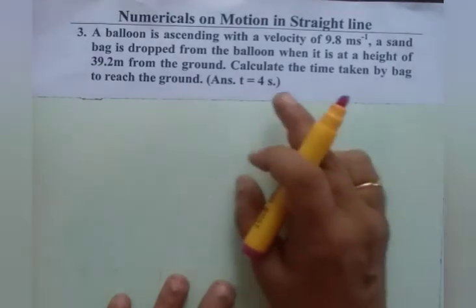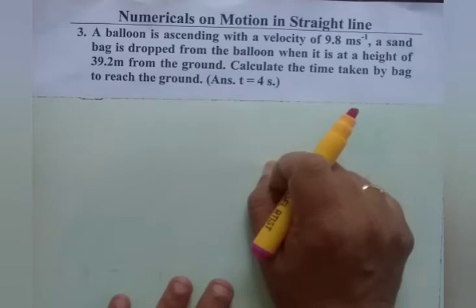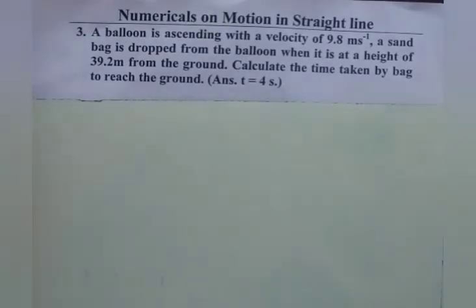A balloon is ascending with a velocity of 9.8 meter per second. A sandbag is dropped from the balloon when it is at a height of 39.2 meter from the ground. Calculate the time taken by the bag to reach the ground. Say we are asked to calculate the time taken by the bag to reach the ground. How to calculate this? Just observe.